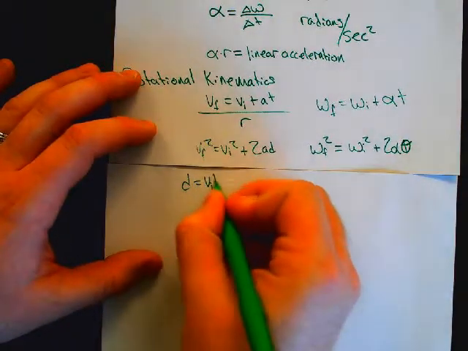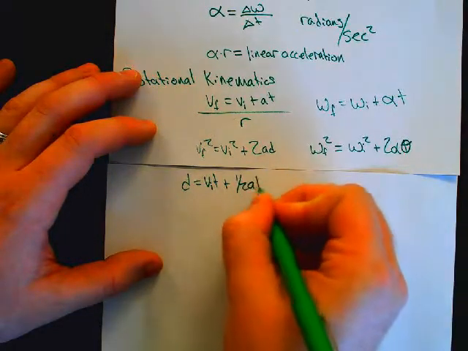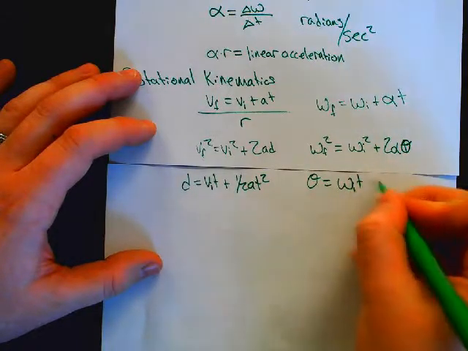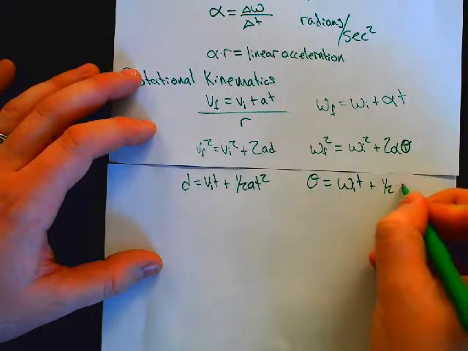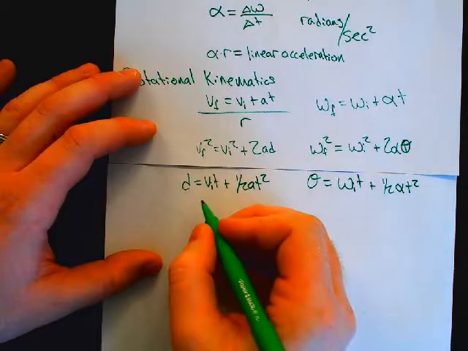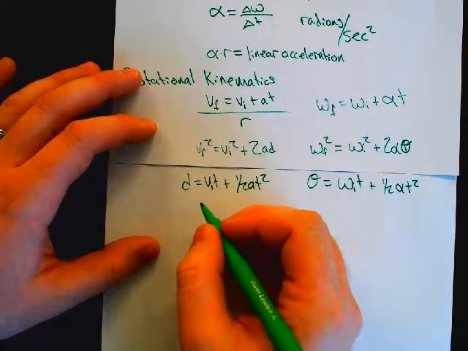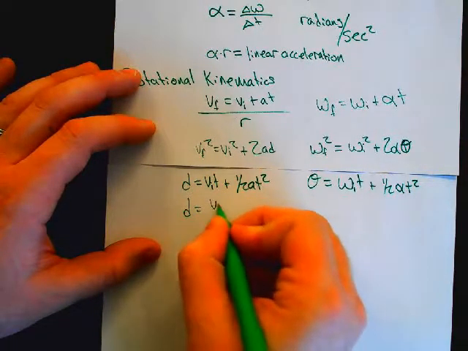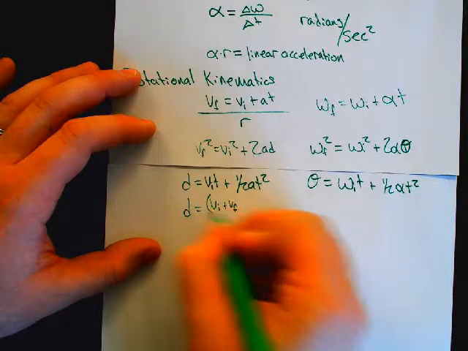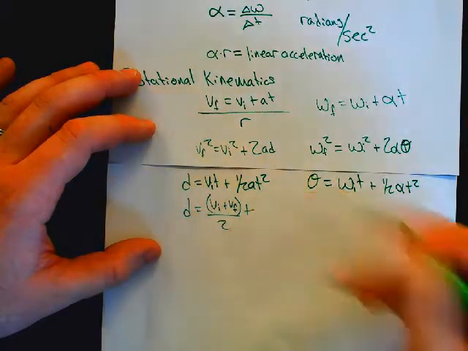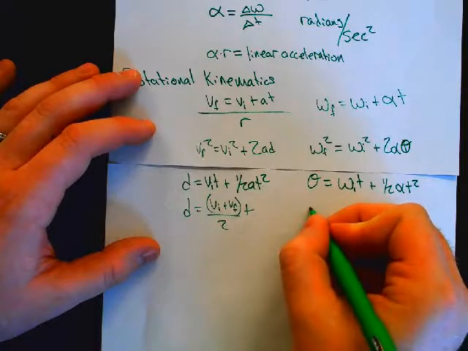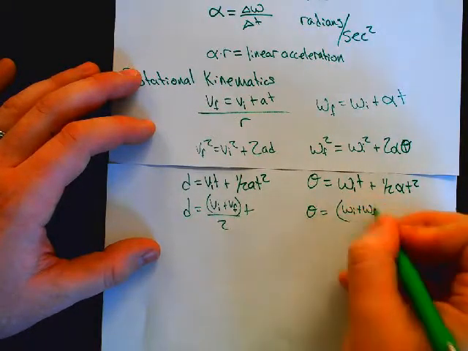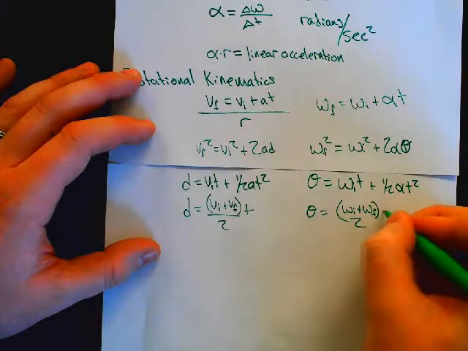It was VIT plus 1/2 AT squared. What'd you get? Theta equals omega initial times time plus half alpha times time squared. And who got the last one? What is the last one? There we go. Final velocity plus initial velocity over 2 times time. All right, so for this last one, all we add is theta equals omega I plus omega F over 2 times T.